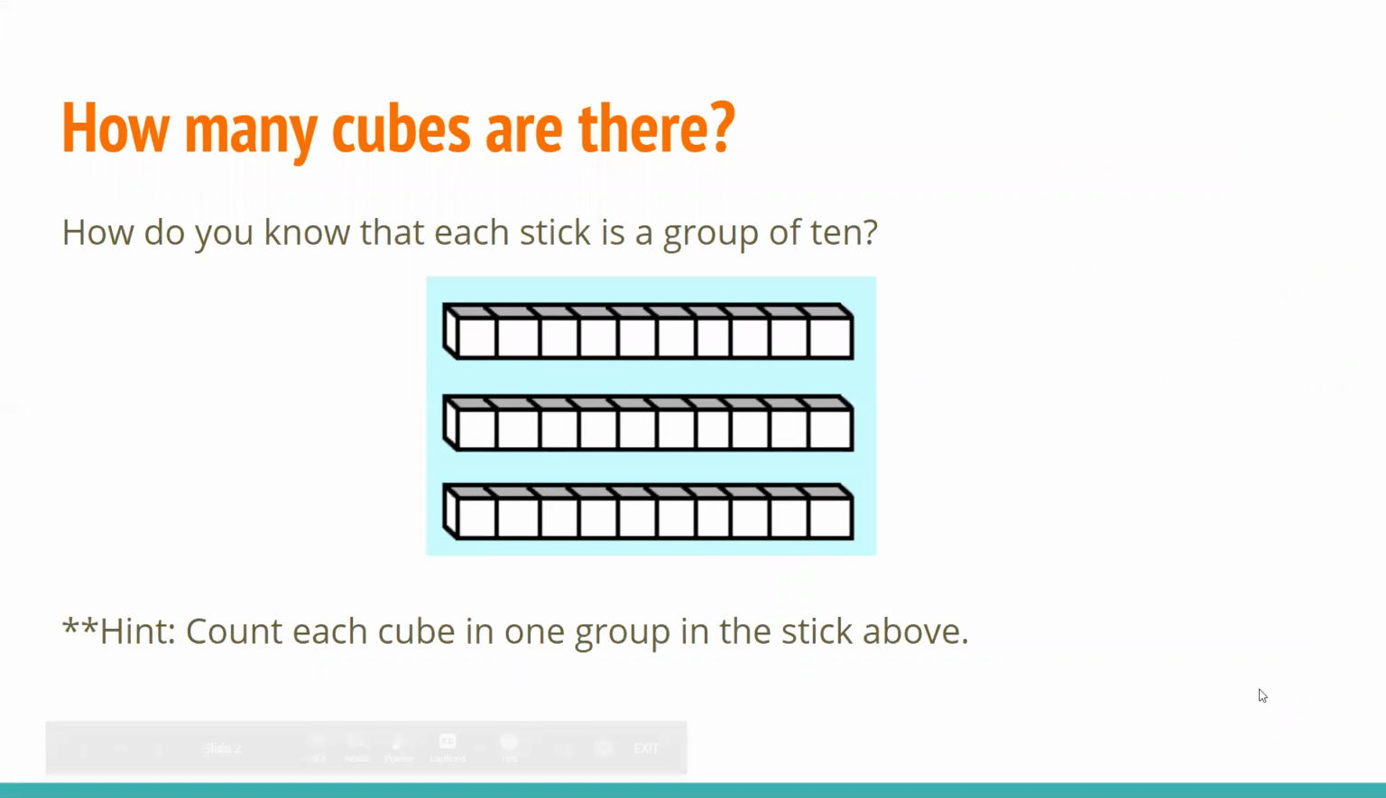I want you to look at this picture of cubes that I have on the screen, and I want you to think about a couple of things. First of all, how many cubes are there? And how do you know that each stick is a group of 10? I'm going to give you a hint. Count each cube in one group in the stick above. So when I say one group, each horizontal stick that you see equals one group.